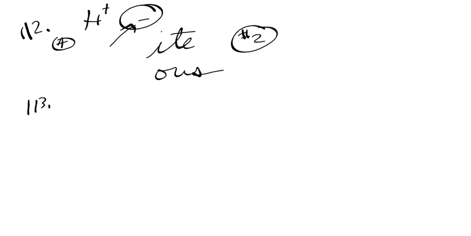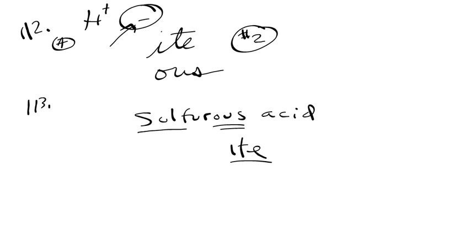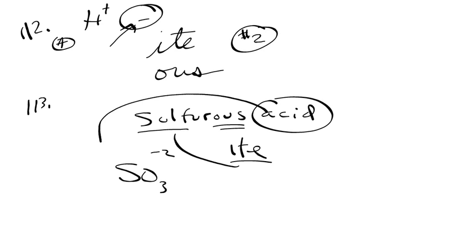What is the formula for sulfurous acid? Sulfurous tells me it was rule 2, which is ite. This used to be sulfite. You're going to have the polyatomic sheet. Sulfite is SO3 with a -2. It's an acid, which means in front of it, it's going to have H+. H with a +1.